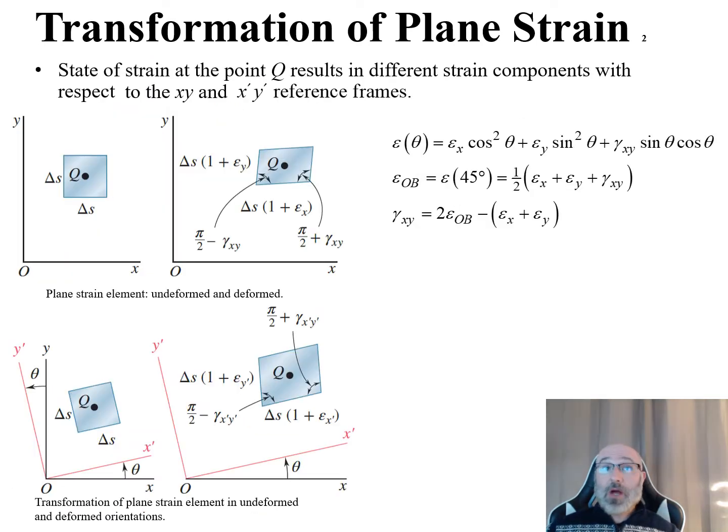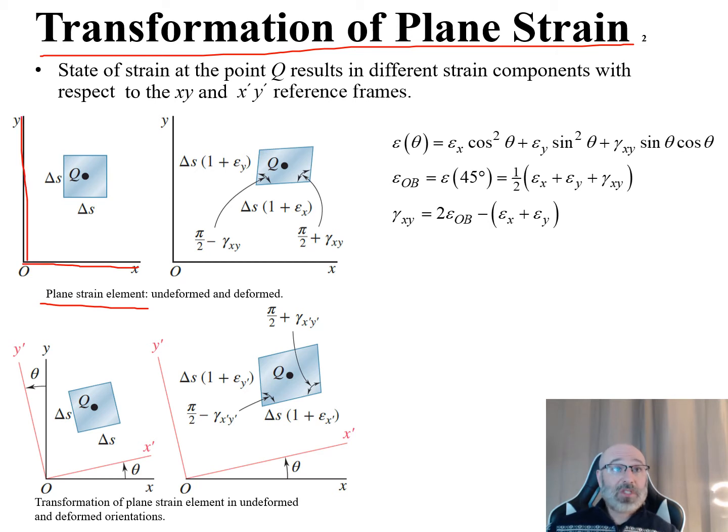So as we continue on with our topic of transformation of plane strain, we're going to take a look at a plane strain element. In this figure here, we can see our plane strain element. Here is our x-axis and our y-axis. We can see we have this point Q on our element, and we have our delta S and our delta S to the side. So this is the undeformed element, and we have our deformed element over here on the right.